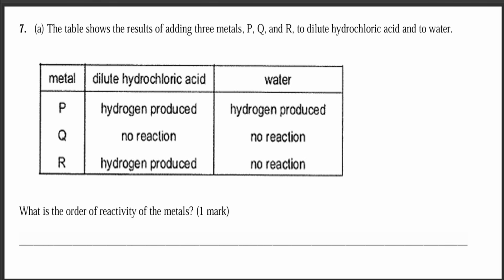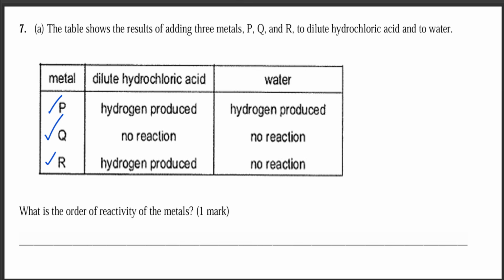Okay, the table shows the results of adding 3 metals P, Q and R to dilute hydrochloric acid and to water. If you take P, add it to dilute HCl, you're going to get hydrogen gas. And if you add it to water, then you get hydrogen gas. If you take Q, there's no reaction with dilute HCl, also no reaction with water. R, hydrogen gas produced, but no reaction with water. So what is the order of reactivity of the metals?